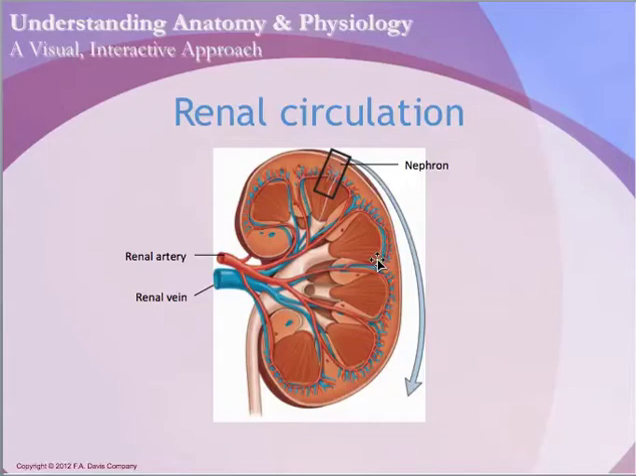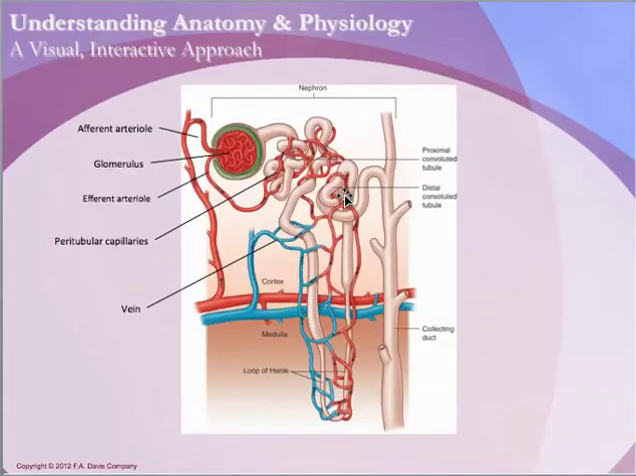And in here, you can see that it's showing you a nephron. Most of the nephron sits up here in the renal cortex, but some of it does dip down into the renal medulla. The nephron really is the functioning unit of the kidney. We have about 1 million nephrons in each kidney. So there's lots of them.